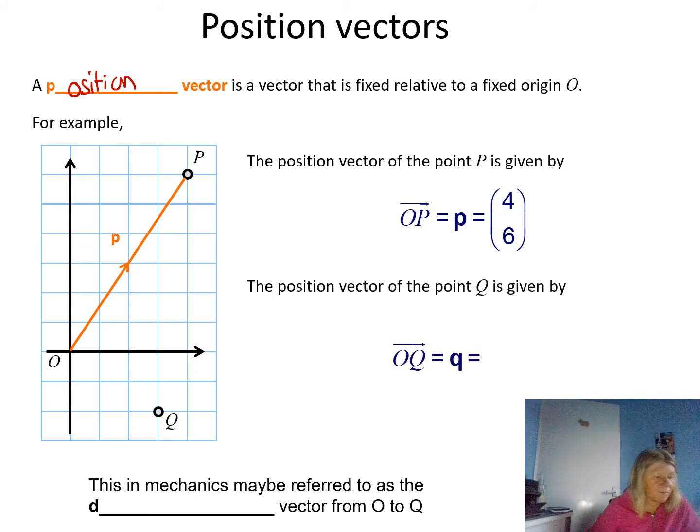Q is the position vector. So what's that one going along? 1, 2, 3, and 2 down. So we're going to call that one 3, minus 2. That doesn't happen, I have to rub it out.